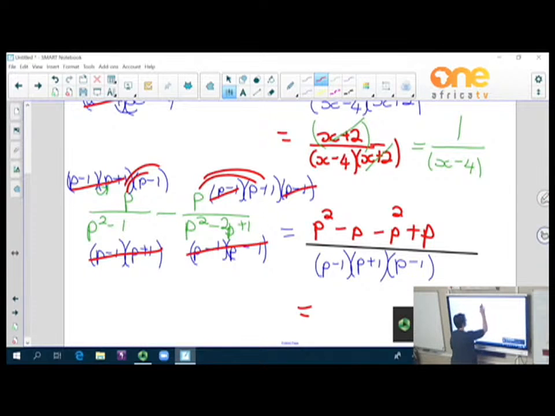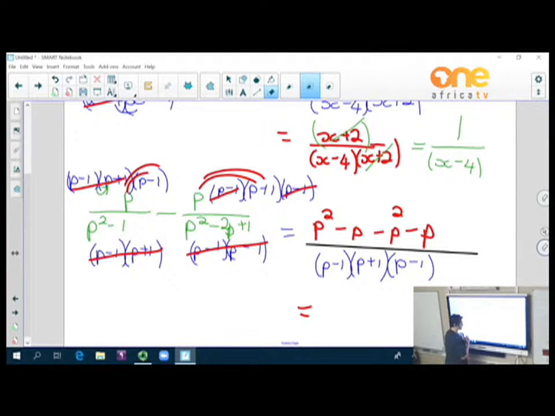Now this one is a negative p. Yeah, the sign is not right here. This is a negative p. This is a negative p. So this will cancel out, and then you have negative 2p over p minus 1, p plus 1, p minus 1.